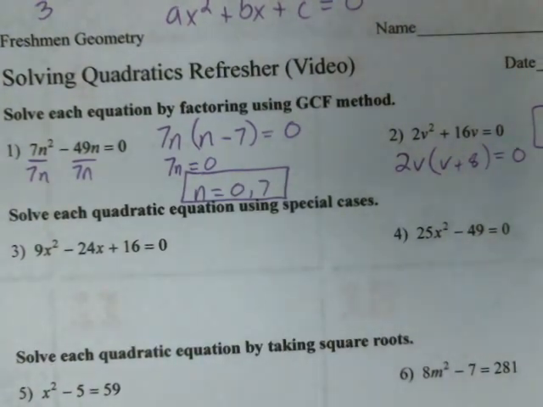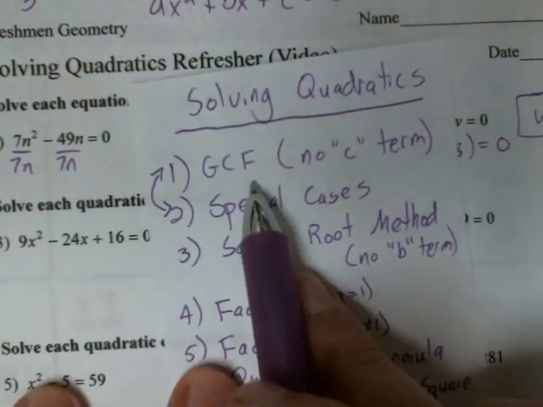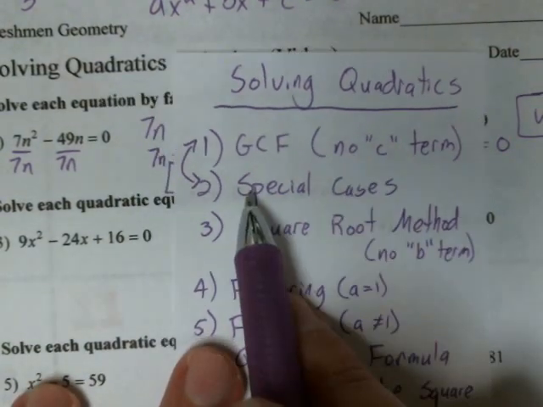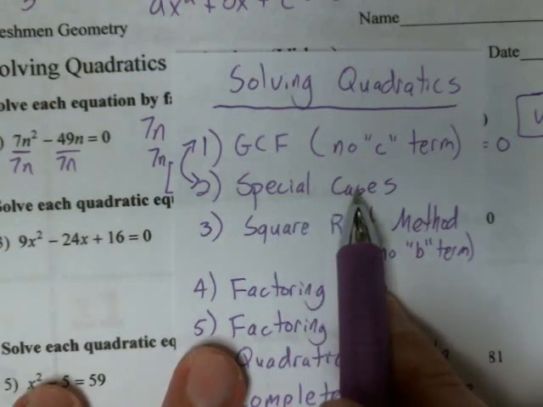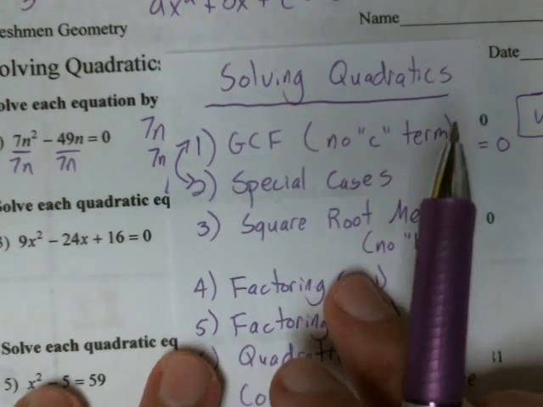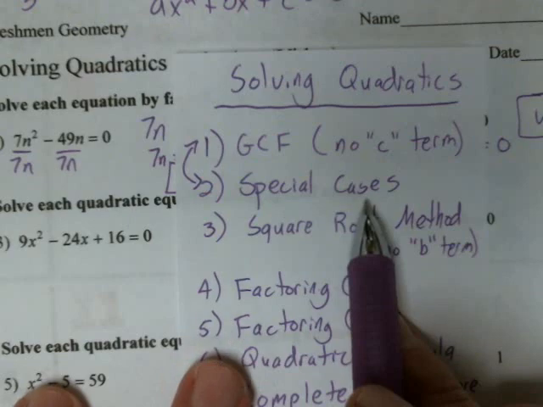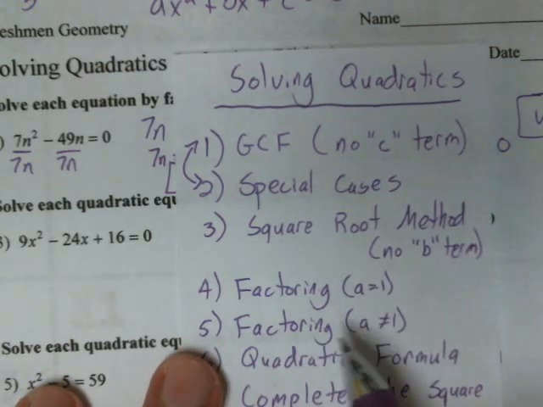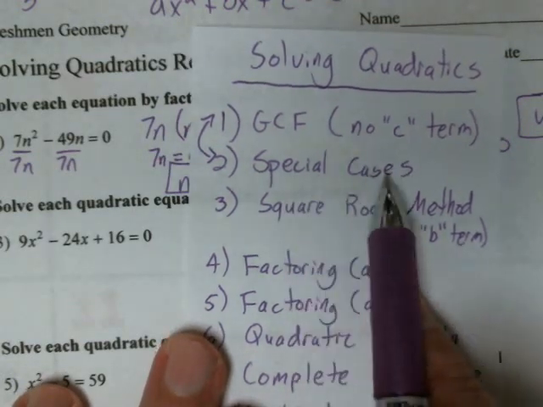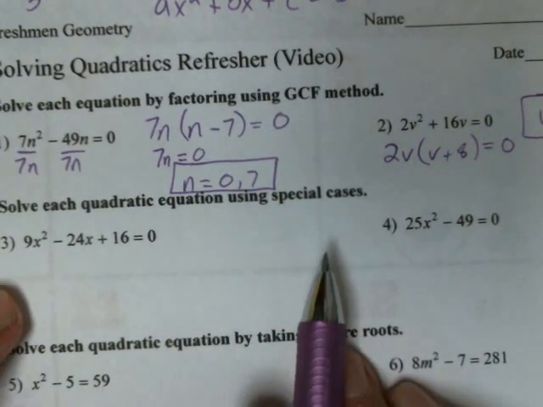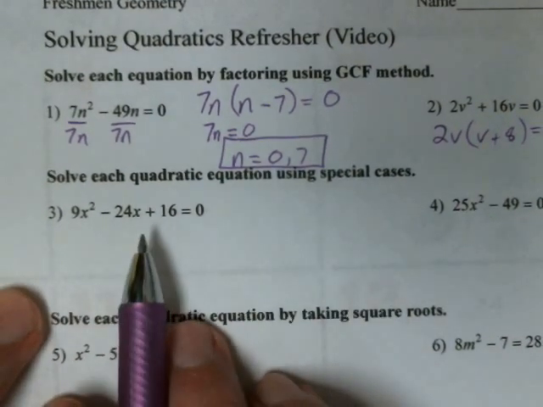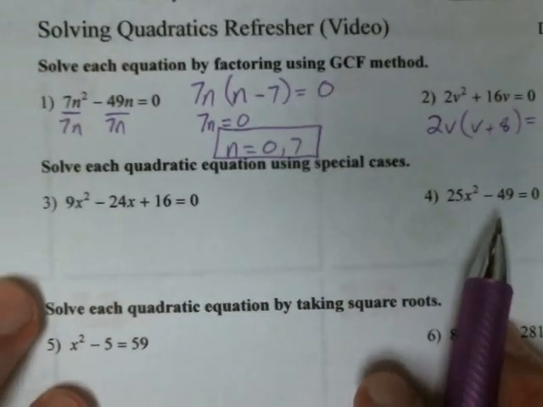All right, what's the second thing on our little cheat sheet? Okay, so if you can't pull out a GCF, if there is a C term, let's go to the next one. The next one says special cases. A special case is a perfect square trinomial or a difference of squares. There's no need to do all this other stuff if you can just do the shortcut special case. There are two types of special cases: one is a perfect square trinomial and the other is a difference of squares.